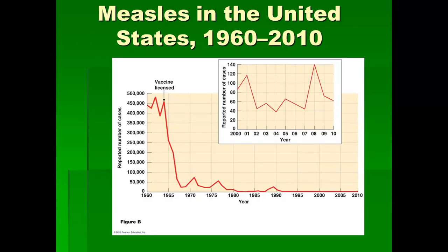This is a graph showing you measles in the United States during the 1960s to 2010. And we'll see in the early 1960s, there were very high cases of measles present in the population. Once the vaccine was licensed in 1964, we saw a steep decline in the number of measles cases in the United States, and it's been pretty much low all this time.